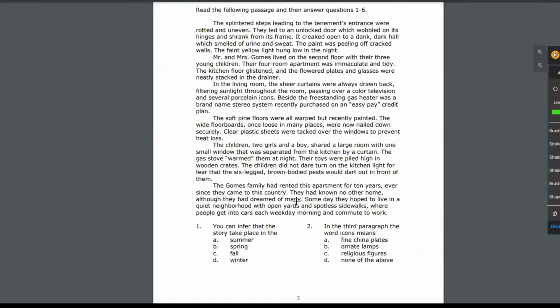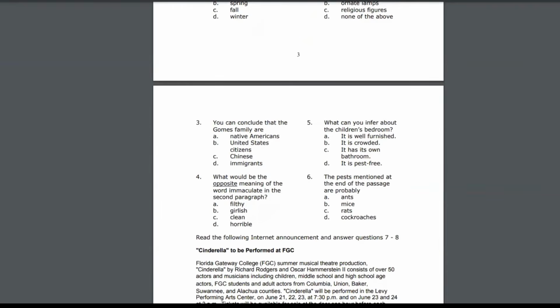In the last paragraph, it says the Gomes family had rented this apartment for 10 years ever since they came to this country. So we know that when people go from one country to another, that makes them an immigrant. Immigrant. Yep, because the other options won't work, only because nothing was specifically referenced for them to be Chinese or Native American.